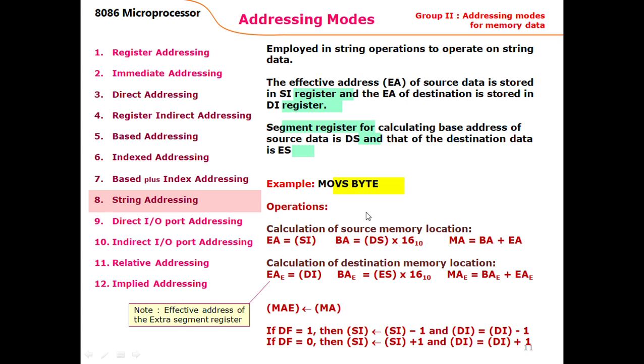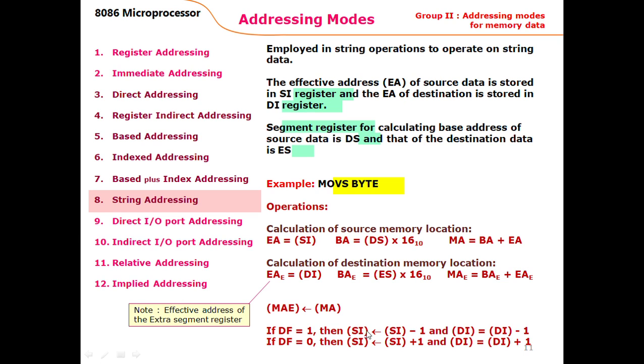So for example, the source of the data is the data segment, and the effective address for the data segment is provided by the source index register. So the effective address is the source index register. The base address is calculated by left shifting the content of the data segment register by 1 hexadecimal digit, and both the effective address and the base address are added. So this would give us the memory address of the source of the data.